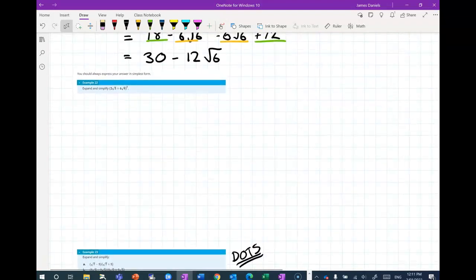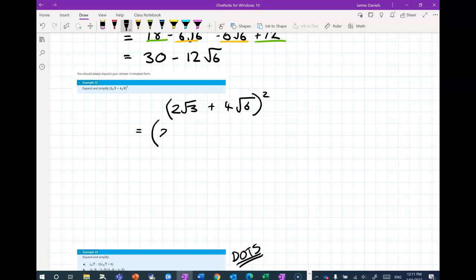All right. Once again, it says you should always look to express your answer in simplest form. So there might be a step to do after. So it wants to expand. I'm going to write this out as 2 square root 3, write the question, plus 4 square root 6 squared. All right. So we have 2 root 3 plus 4 root 6 times by itself. So I'm working a bit faster now. Hopefully you're understanding some of the steps.